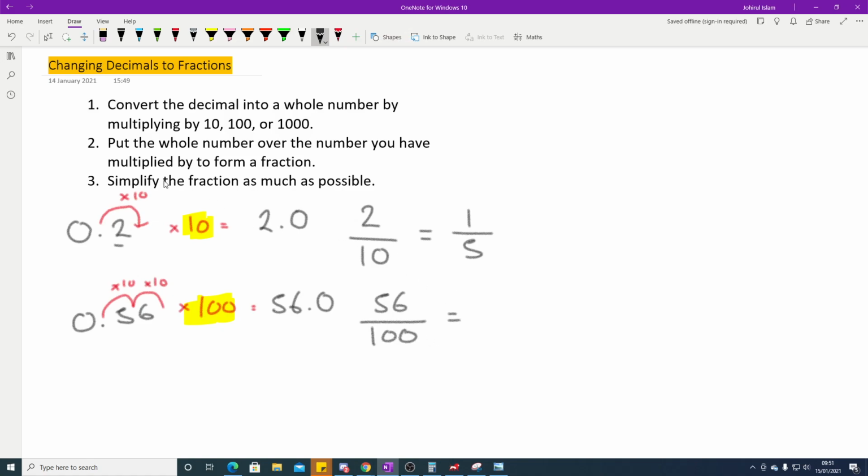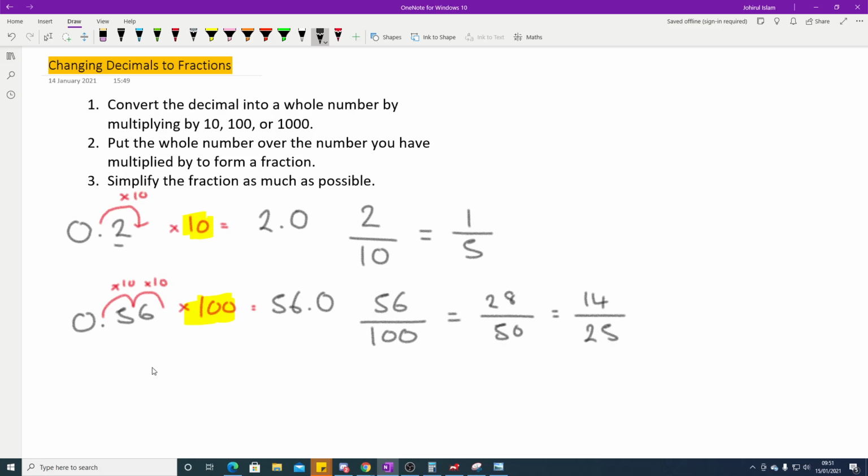We move on to step 3, which is to simplify the fraction as much as possible. So we can do 56 divided by 2 and 100 divided by 2, which will give you 28 over 50. And then we can simplify that again by dividing by 2, which will give us 28 divided by 2 is 14, and then 50 divided by 2 is 25. And we can't simplify that any further. That's our fraction. So 0.56 as a fraction is 14 over 25.